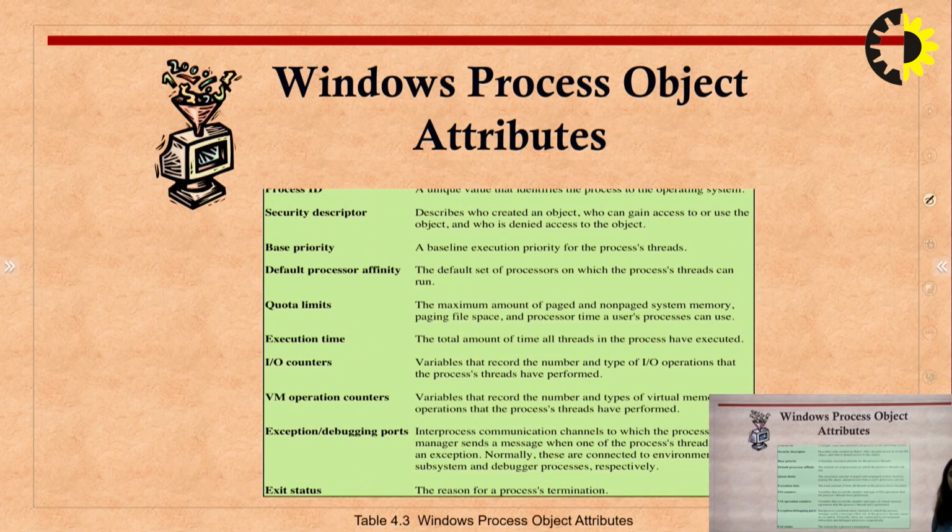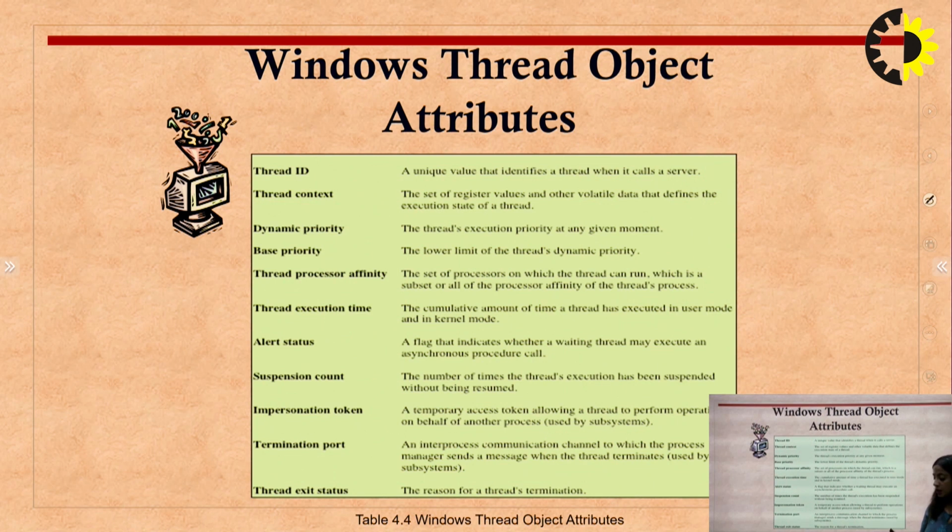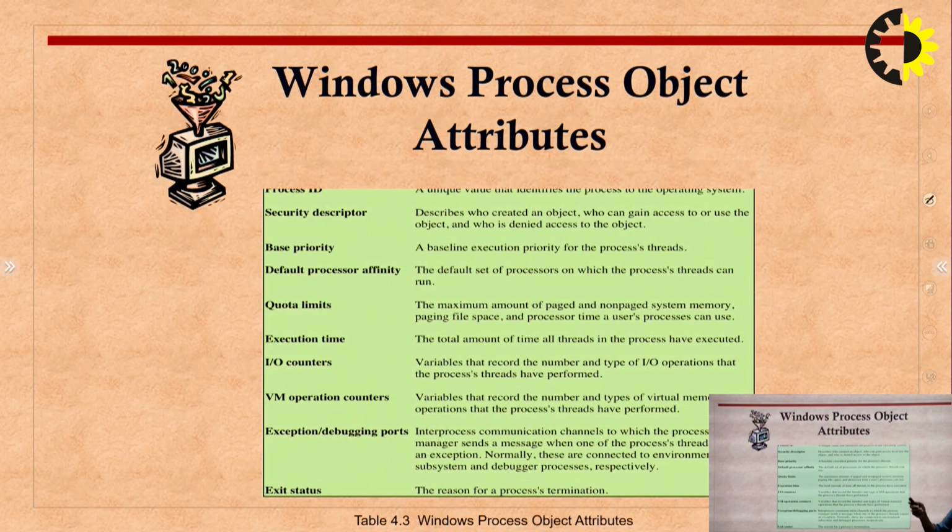Now Windows process object attributes. What are the process object attributes of Windows? I just told you these were the attributes. Similarly, we will then go through the attributes of thread. Now I told you that a process has an attribute process ID. What is a process ID? Process ID is a unique value that identifies the process to the operating system. How will you identify any process? By using its process ID. How will the operating system identify the process?